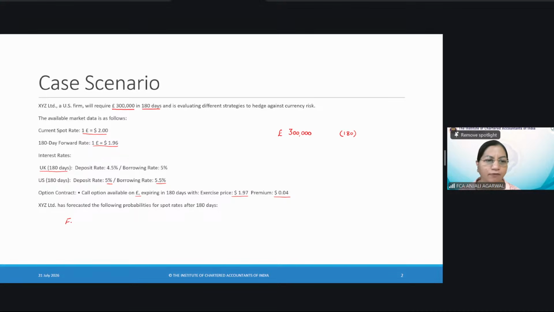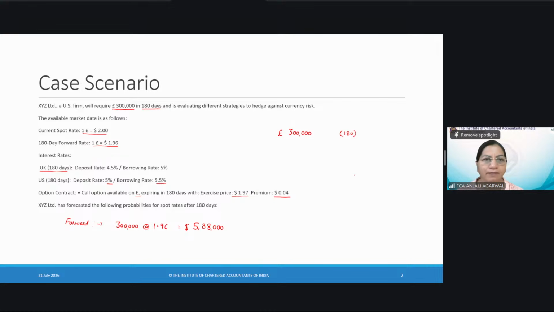If you look at the forward rate, it's directly calculated. So 300,000 pounds would be available at the rate of 1.96. That means under the forward cover, you have to pay exactly 5,88,000 US dollars.